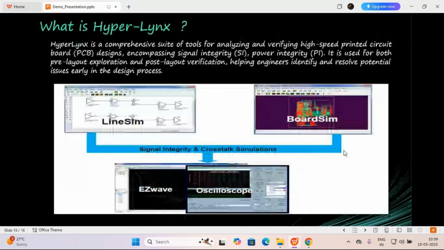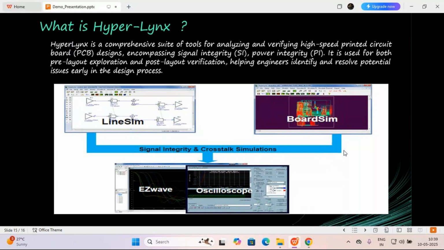HyperLynx is a comprehensive suite of tools for analyzing and verifying high-speed printed circuit board PCB designs, and it encompasses signal integrity and power integrity. There are multiple types of analysis which we do on a PCB: signal integrity, power integrity, EMI, EMC, and thermal. So these are the four types of analysis which we do. But in this course, we will cover only the signal integrity concept, and a little bit of power integrity also, because it is essential for us to learn power integrity as well, in order to produce a good signal integrity solution.